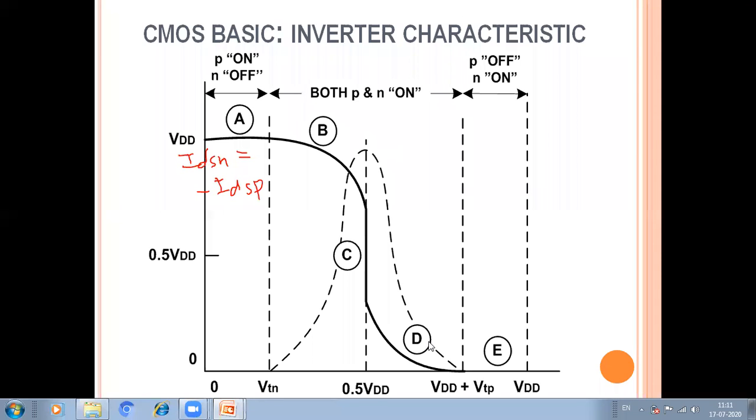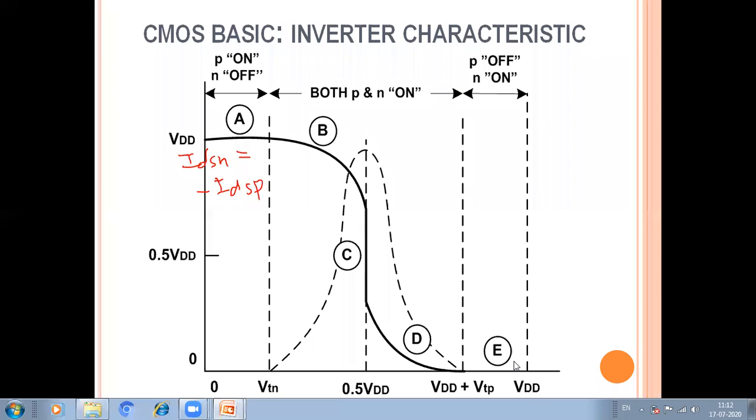In the D region, the P device is in saturation and the N device is in the non-saturated region. It means the P device is represented by a current source, because of saturation, and the N device, being in non-saturation, acts as a resistor. So that is the linear region. And the last region is region E.